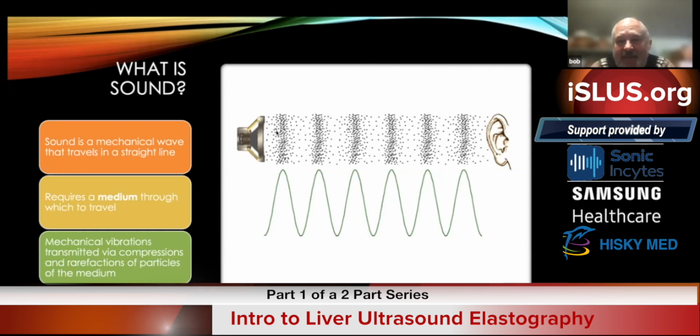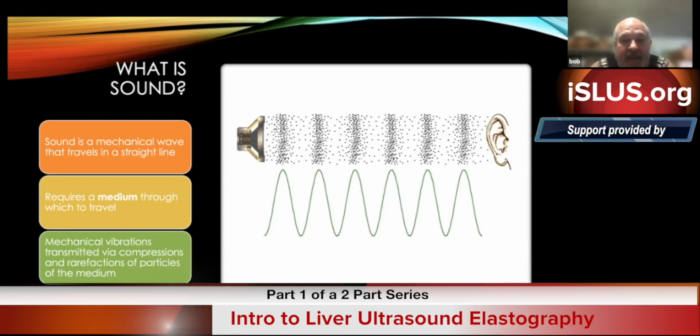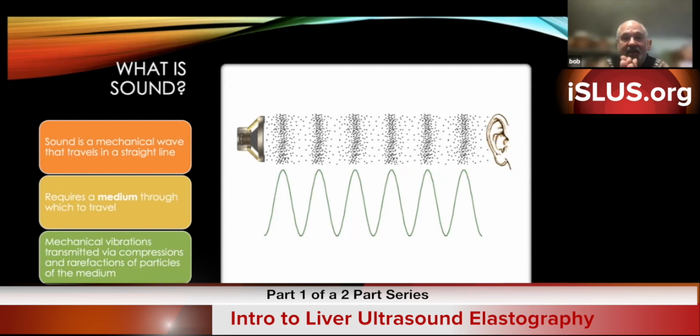Sound has to have something to go through. It can't travel in a vacuum. The way it travels is it causes the particles that it's going through to oscillate back and forth. So we have areas of high pressure and areas of low pressure in a cycle, with our little sine wave down here. It's these compressions and rarefactions of the medium that take the sound from the source to the listener.